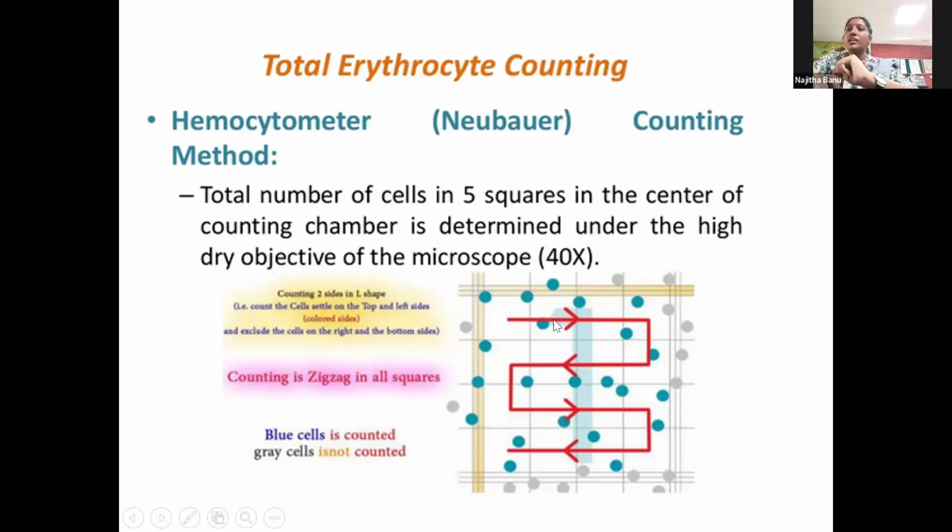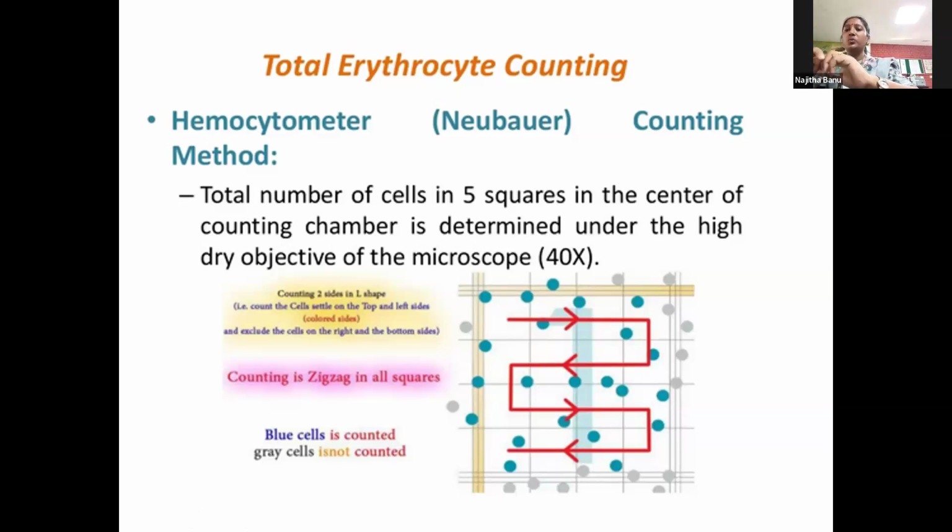Okay, the counting method: we have to count each cell present inside the square in a zigzag manner. Each square is zigzag. Now you see 1, 2, 3, 4. For example, in the first square, these cells are 70% occupied, so I'm not going to consider this one, but I can consider this one. So the number of RBCs present in square one is 1. The second one is 2. Likewise, you have to count the first row, then come down and go in a zigzag manner in the second, third, 4. Okay, so it will go like that. Likewise, in all 4 corners you have to count all the RBCs.